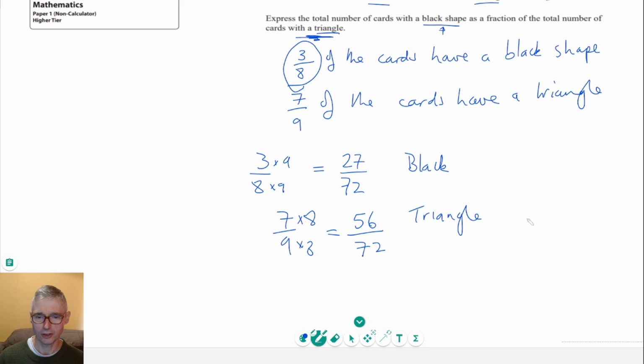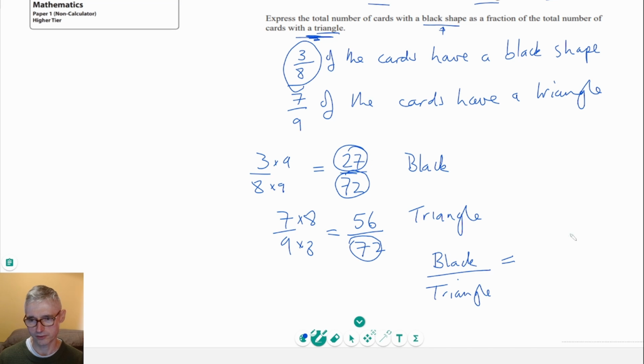And we want a fraction which has got on the top of it the black shapes over the triangles. So we're hoping to come up with this fraction. And so what we can do, because the denominators are the same, so that's 72 and that's 72 there, then the actual fraction of black to triangles is going to be the top of this one, 27, over the top of this one, which is 56.